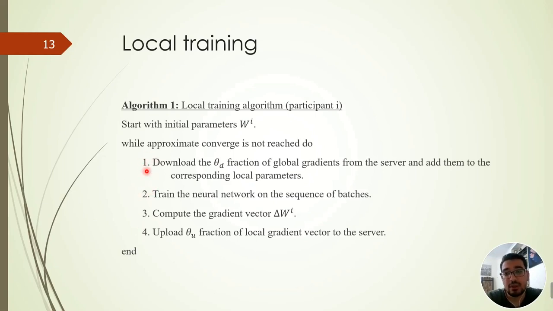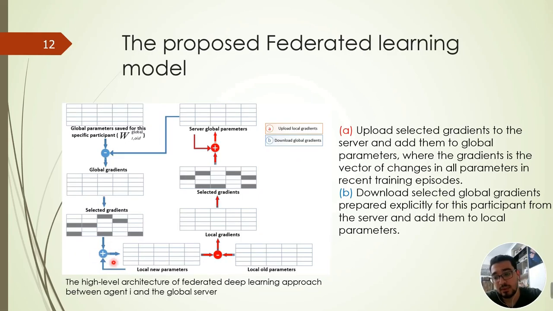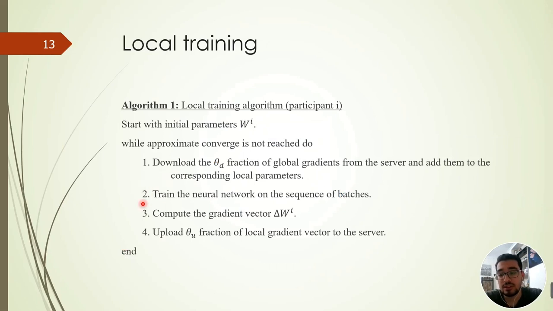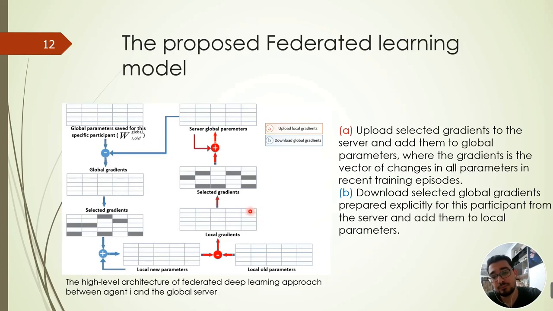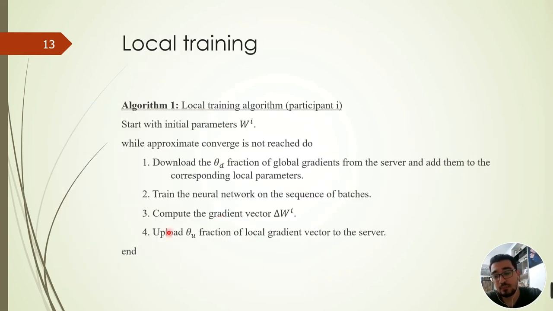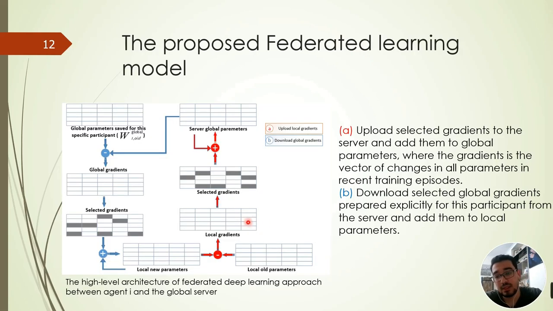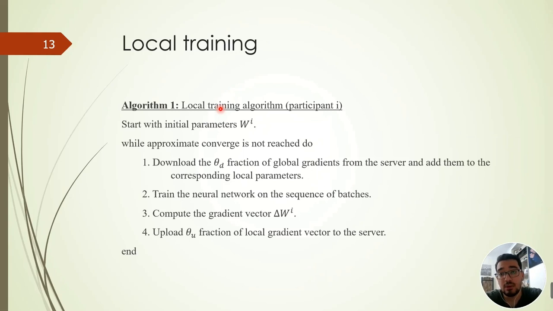In the first step, the participant has to download the global gradient from the server and add them to local parameters. In the second step, the participant has to train the neural network. In the third step, the participant has to compute the gradient vector, which is here. And in the last step, the participant has to select a fraction and upload the selected local gradients to the global server. Okay, that was all about the algorithm related to the participants.